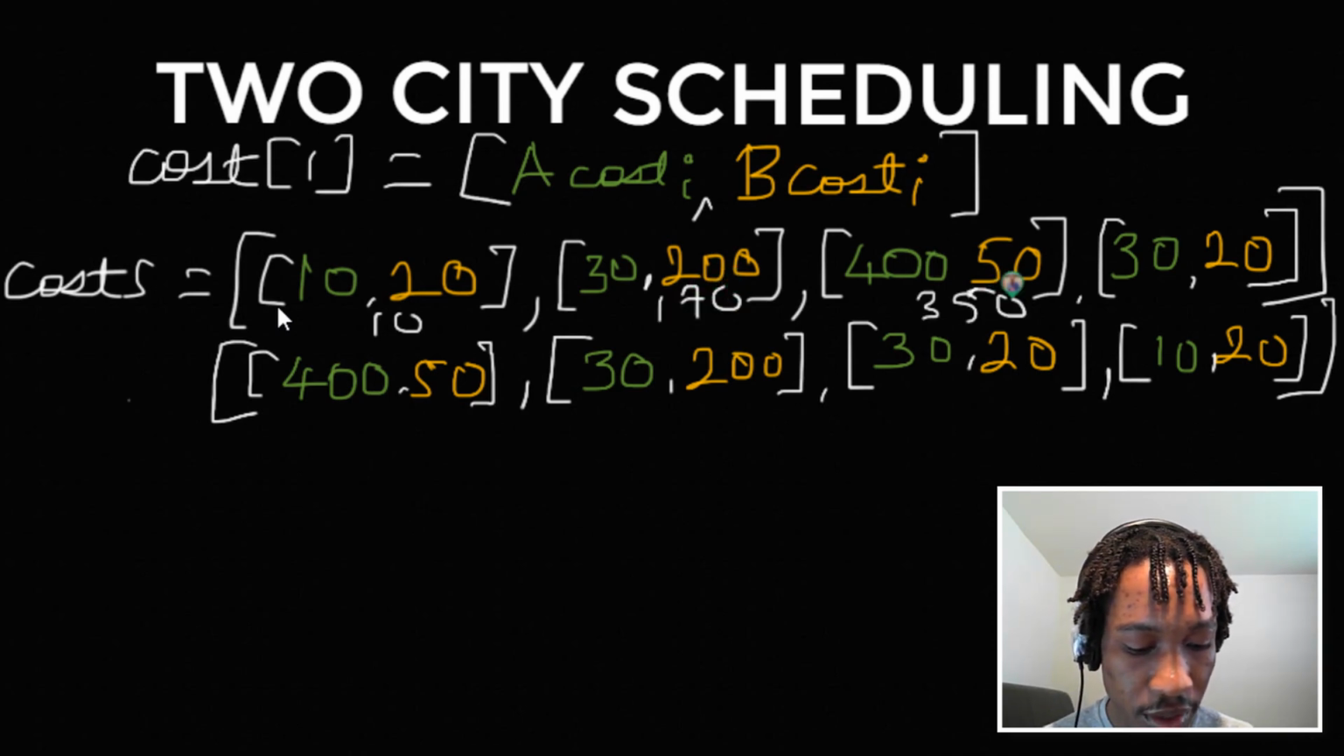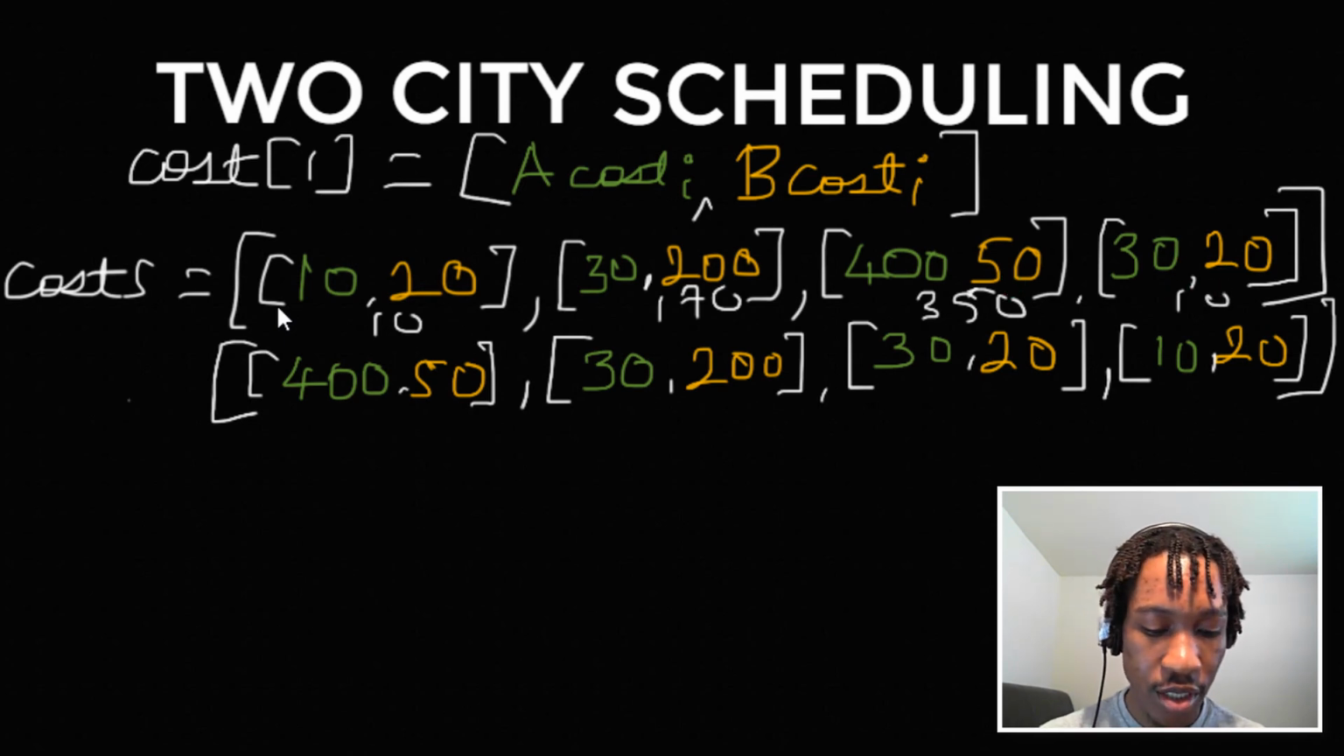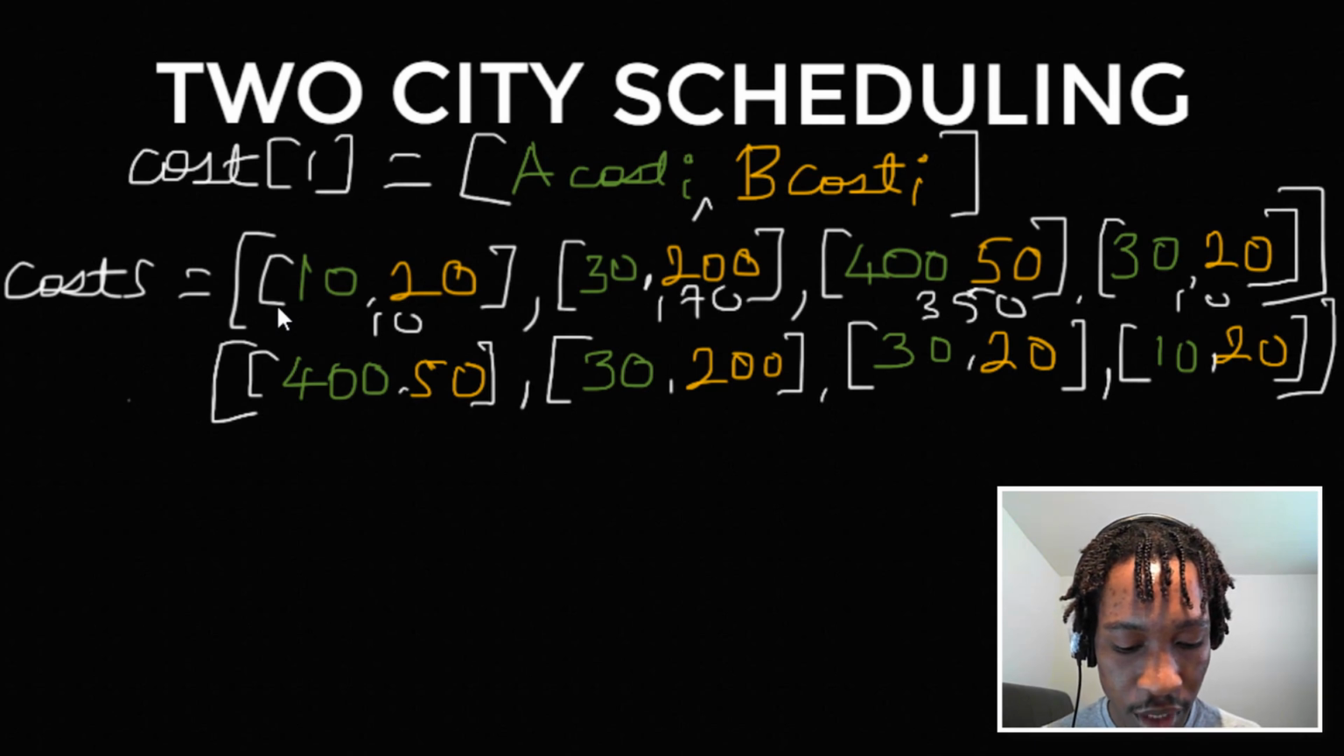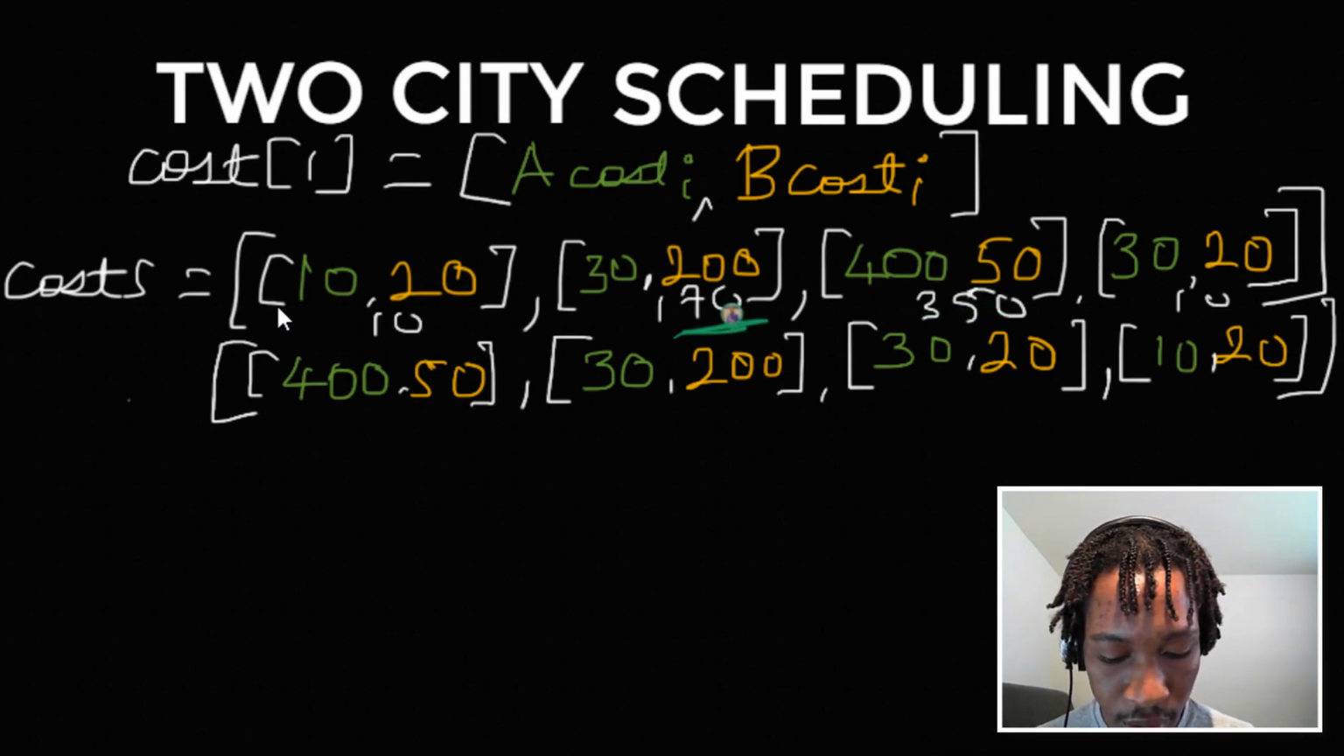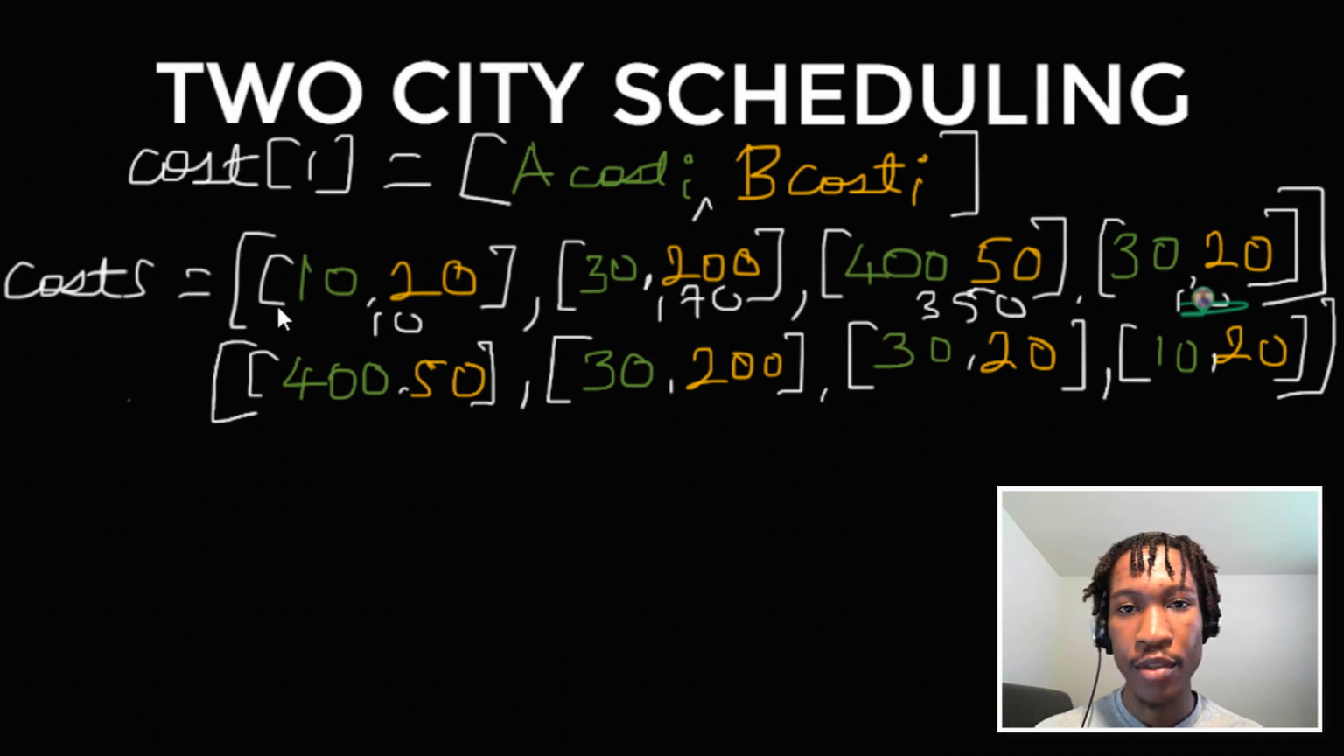And then here the difference is 10. So if we sort this in descending order of the differences, we're going to have 350, 170, 350, 170, and then 10 and 10. So that's it.